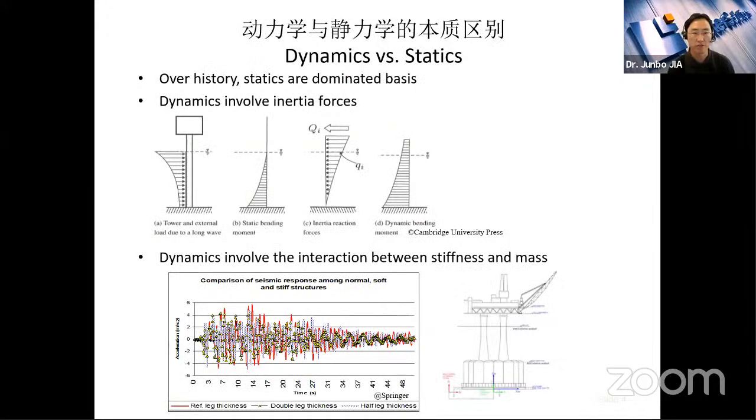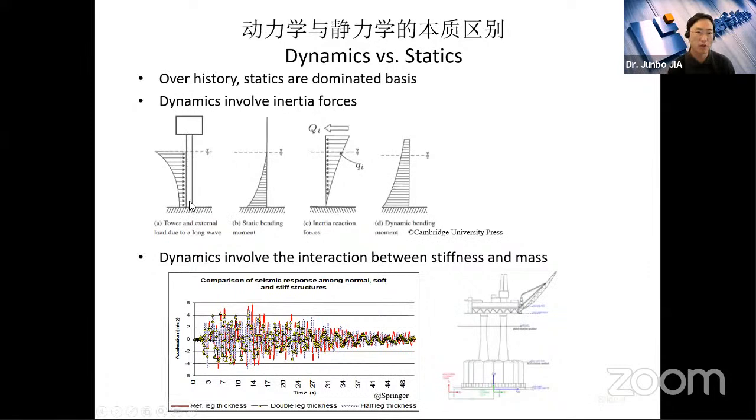So what are the differences between dynamics and statics? Statics is very well known because it's simple, and over history, statics has been the dominant basis, which means for any type of structures or foundations, as long as you have enough strength and stiffness, it's okay. You can resist the external loadings. But when we go to dynamics, that can be totally different. For example, if you look at this cantilever beam, subject to, you can look at that as either the wind loading or the ocean wave loading, and impact this cantilever beam.